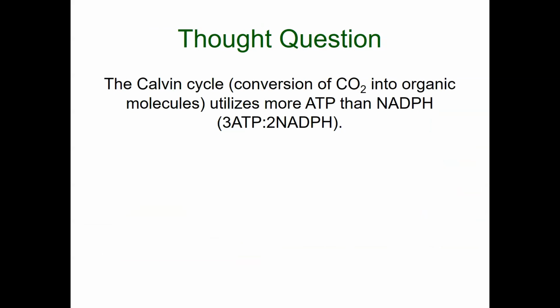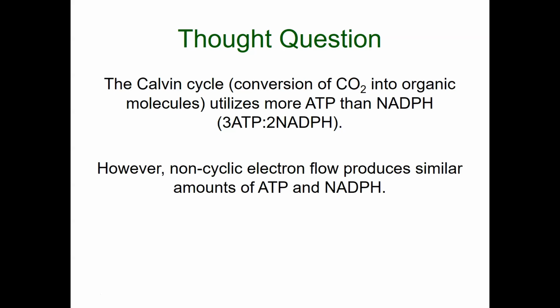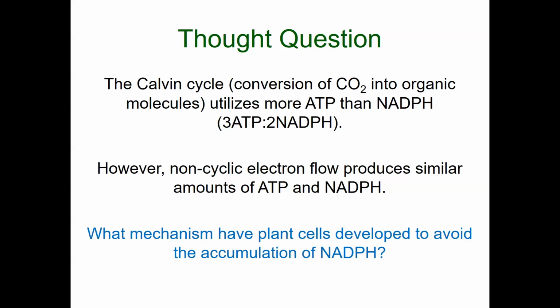So my thought question for you is this: the Calvin cycle is where we're going to be making various types of carbohydrates and sugars. That process actually needs more ATP than NADPH. For every 3 ATP that's needed, we only need 2 NADPH. However, non-cyclic electron flow or linear electron flow produces similar amounts of ATP and NADPH. So what would be the result of only utilizing non-cyclic electron flow?